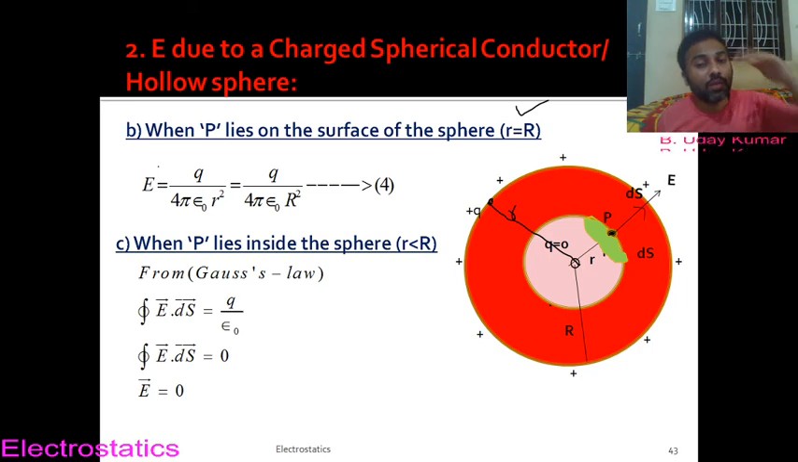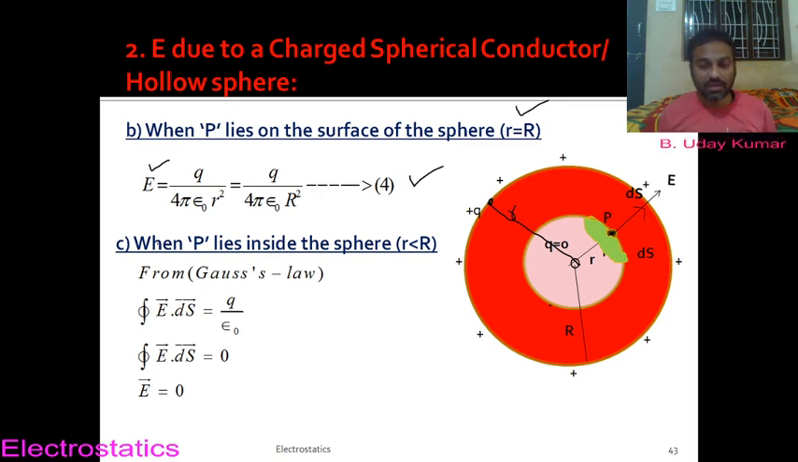Anyway, at a point P outside this sphere, we already found the electric field intensity, which is given by Q by 4 pi epsilon 0 r square. But if P lies on the surface, what happens? Small r becomes capital R. So when P lies on the surface of this sphere, the electric field becomes Q by 4 pi epsilon 0 capital R square. So let us take this equation as the fourth equation.